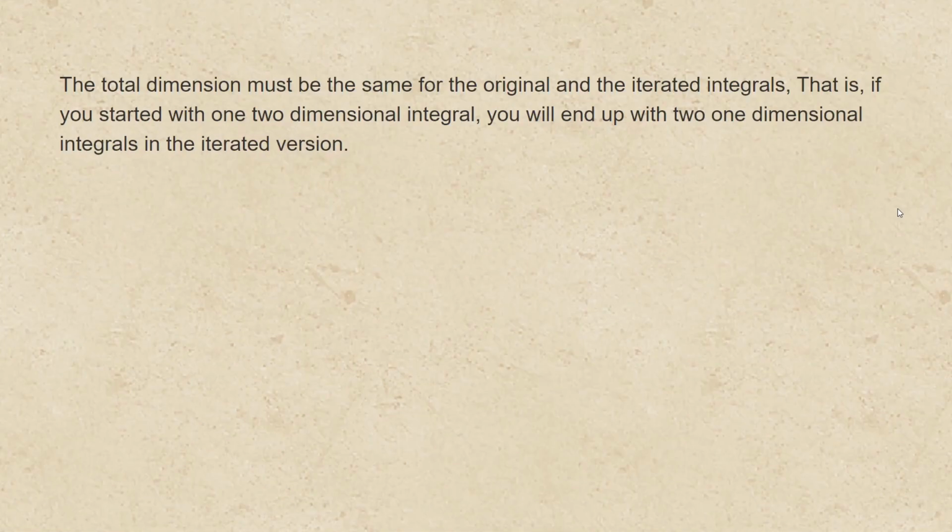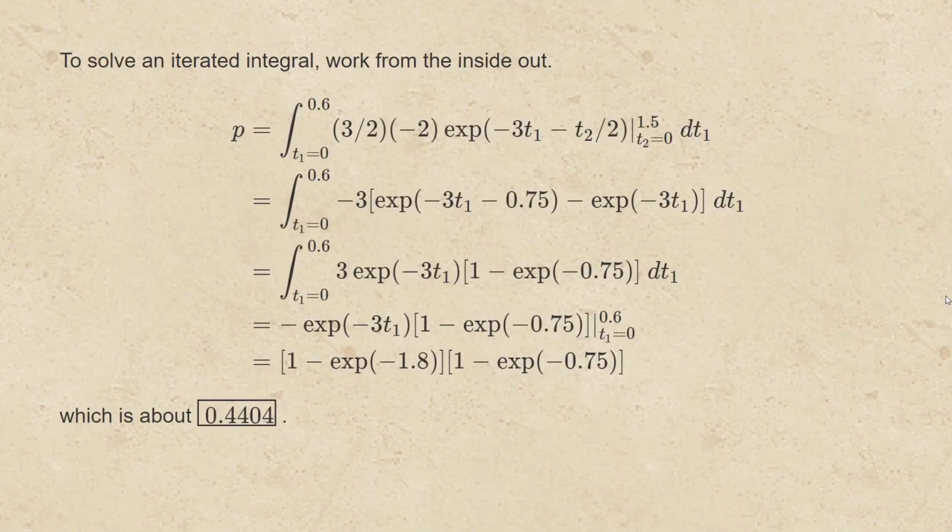The total dimension must be the same for the original and the iterated integrals. That is, if you started with one two-dimensional integral, you will end up with two one-dimensional integrals in the iterated version. To solve an iterated integral, work from the inside out.